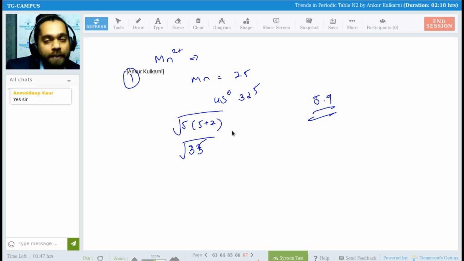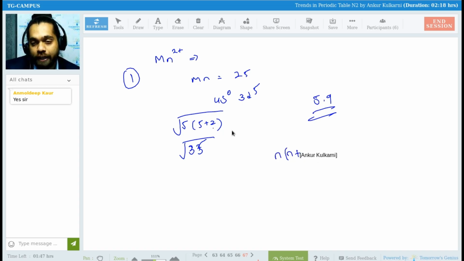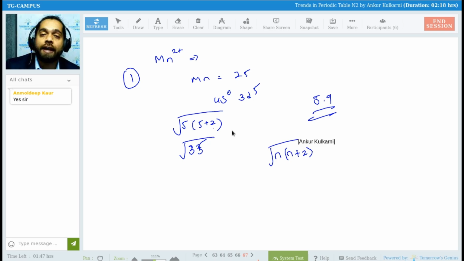Please do not forget the formula. In the exam, students get confused: is it n plus 1 or n plus 2? You do not have to get confused. Remember, that is the square root, so it is n plus 2. Do not forget the formula. N plus 2. Is it clear?